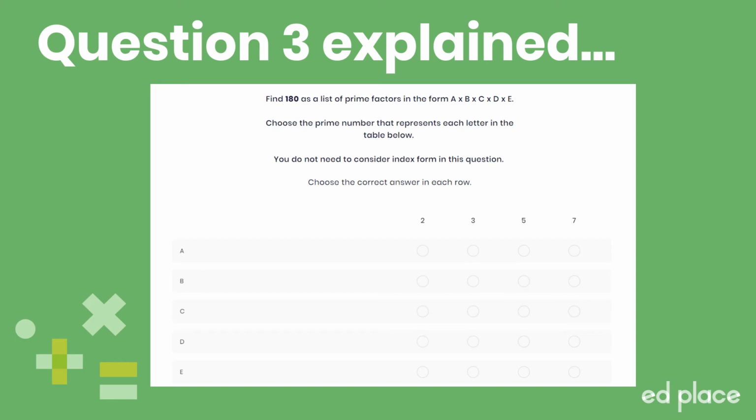Factor trees are great for breaking down larger numbers into prime numbers. This question is just asking you to complete a factor tree in the usual way and list the prime numbers in ascending order. As you can see here, A is equal to 2, B is equal to 2, C is equal to 3, D is equal to 3, and E is equal to 5. All you've done here is you've looked at your tree and you've put everything into ascending order.